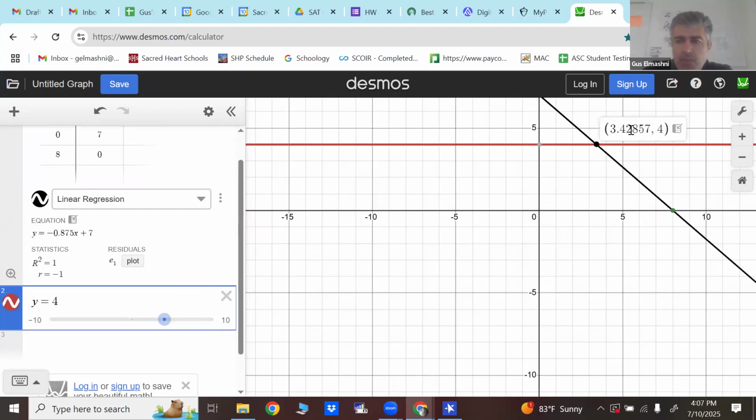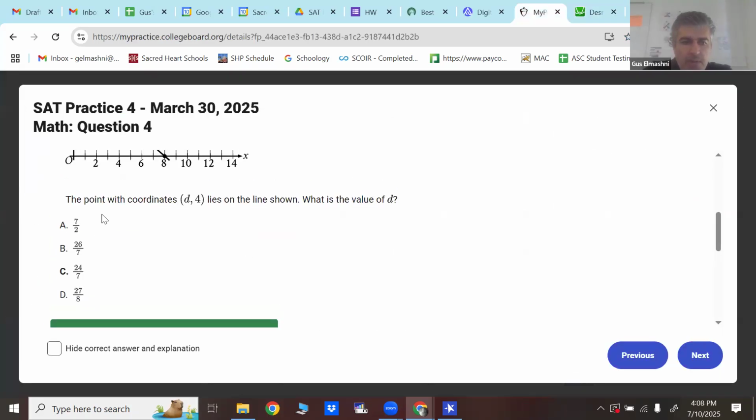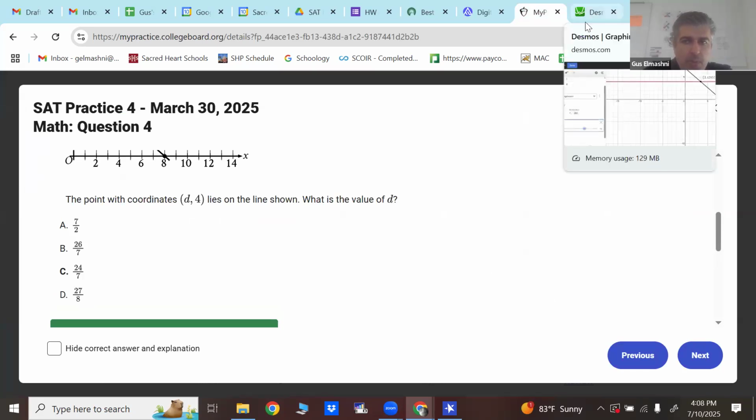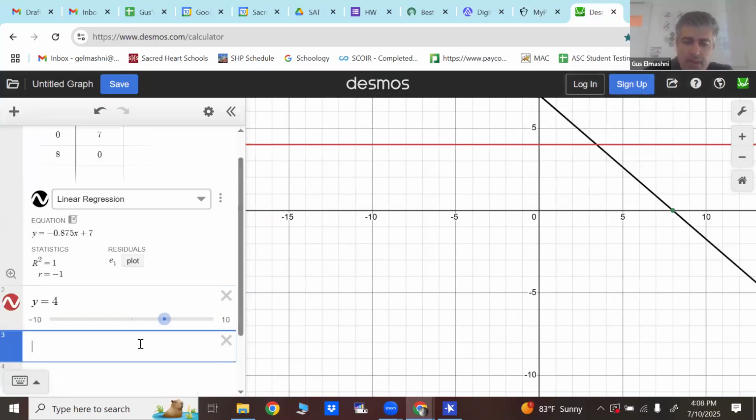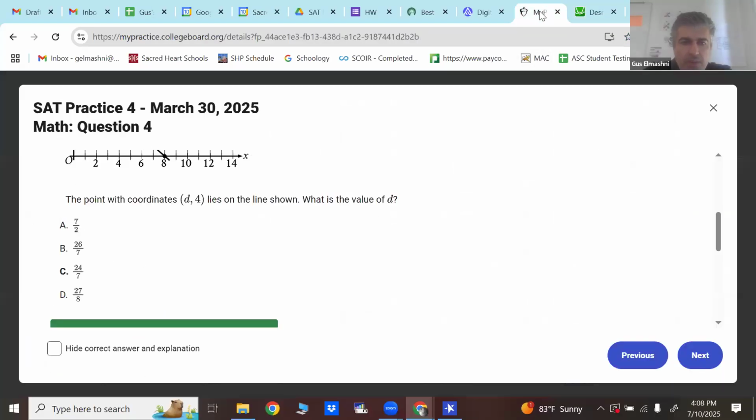If I plug in 4 for y, or I can graph y equals 4, by the way, they touch right there. So 3.42857. Look at the choices. Obviously, these are all fractions, so I could use Desmos to calculate which one is going to be 3.42857. For example, 7 over 2 is 3.5. Nope. 24 over 7 was one of the other choices. Yep. So it's the third choice.